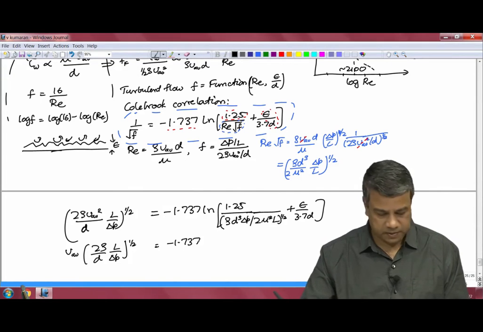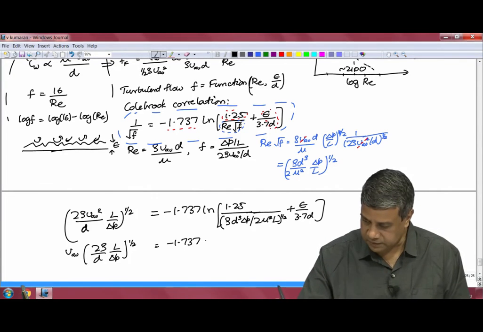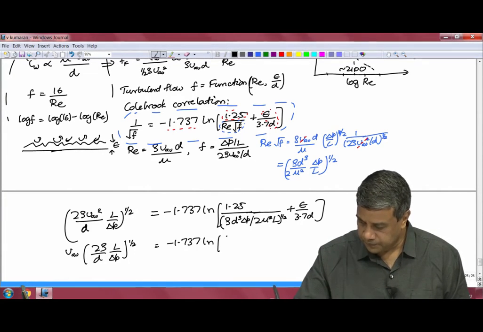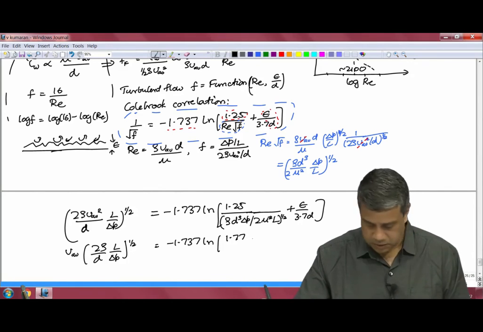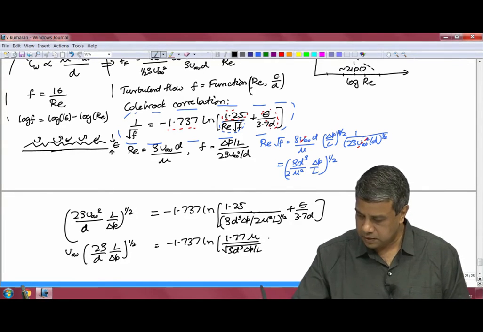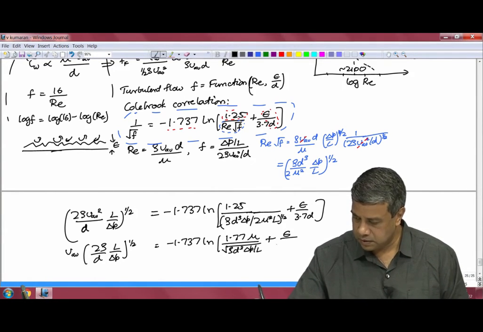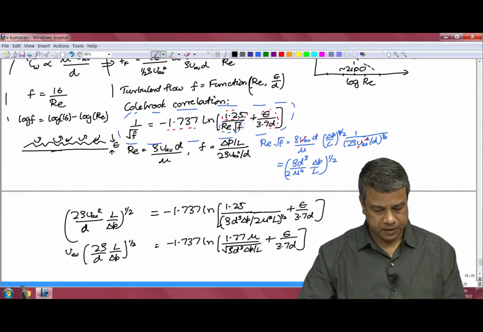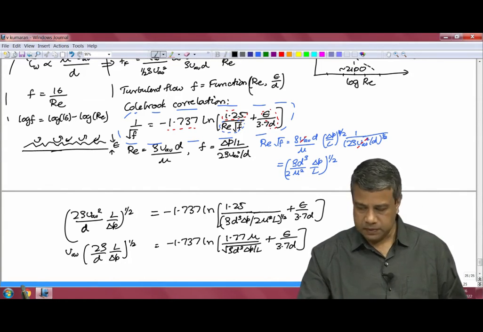This 2 can be absorbed in the equation. I will get 1.77 mu by root of rho d cubed delta p by L. So, that is the Colebrook correlation.